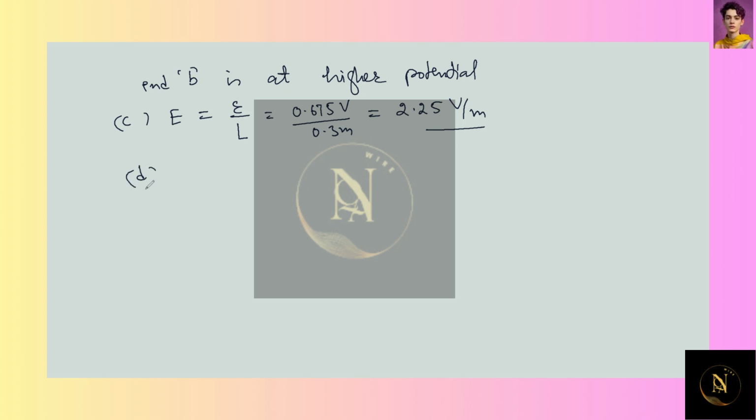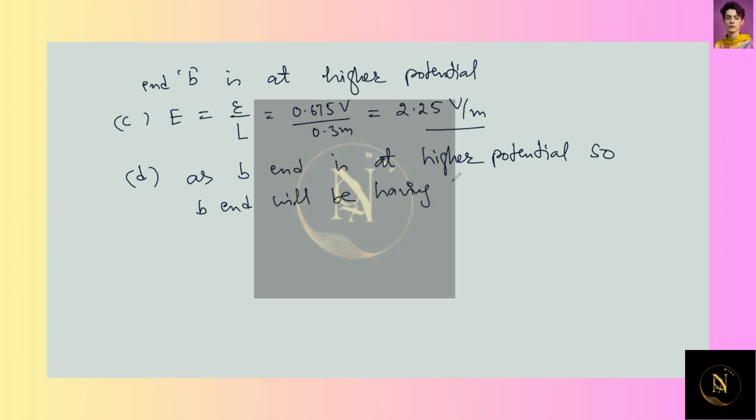Now, for the fourth part of the problem, we have to find which end of the conductor will be having excess of positive charge. So obviously, as end B was at higher potential, as B end is at higher potential, so B end will be having excess of positive charge as well.